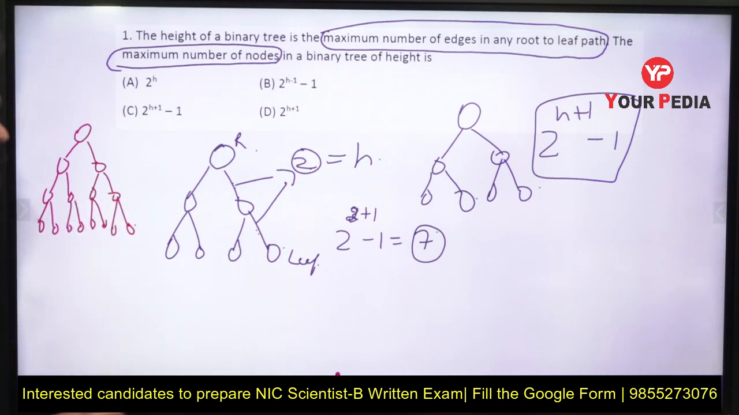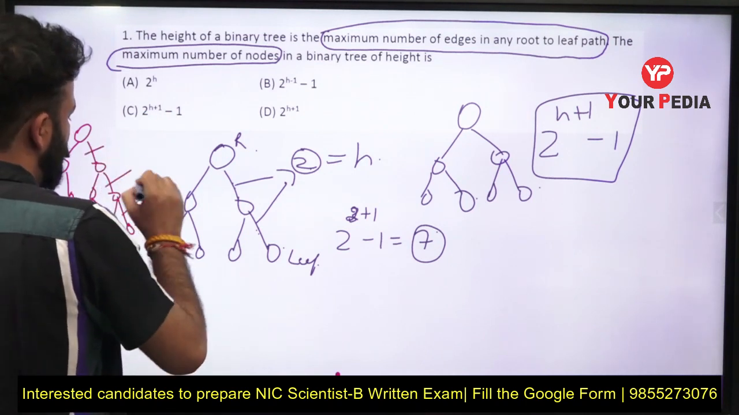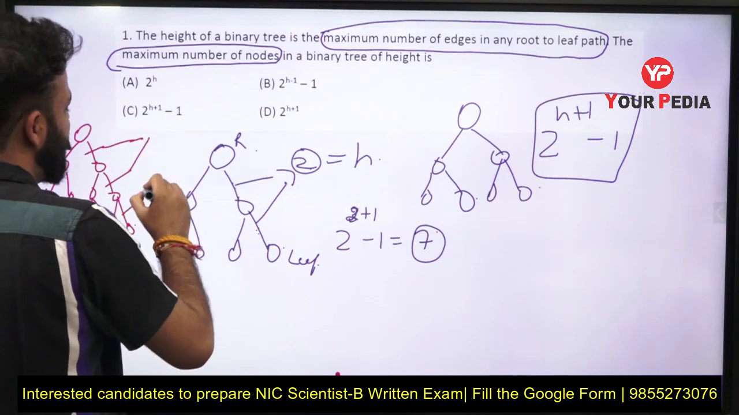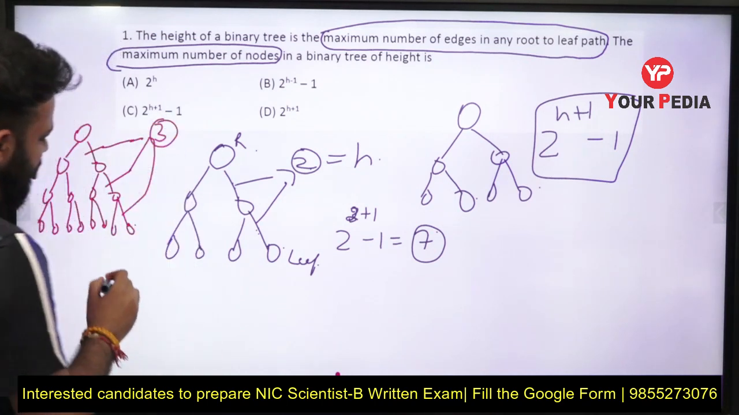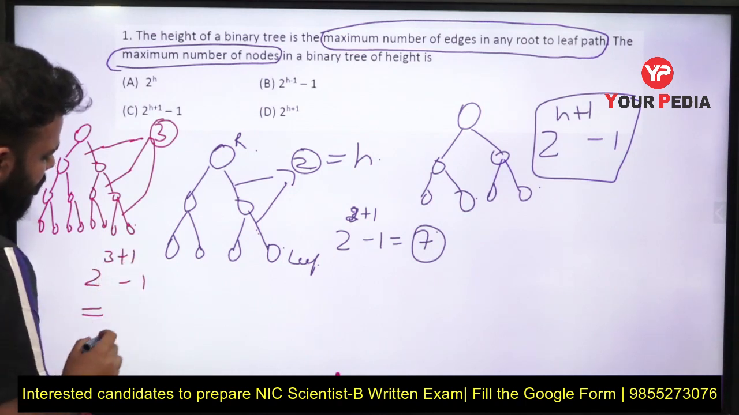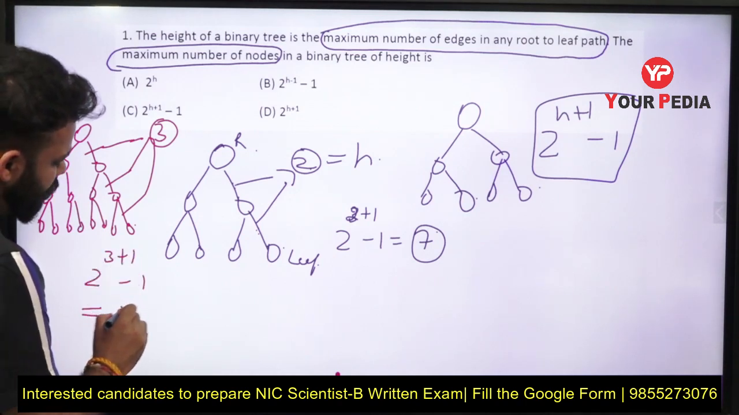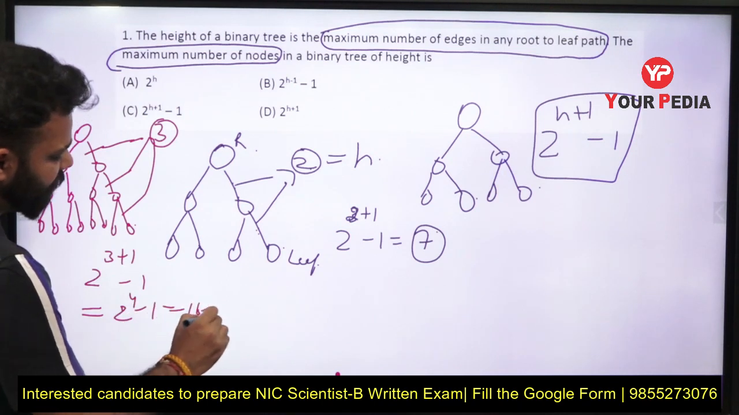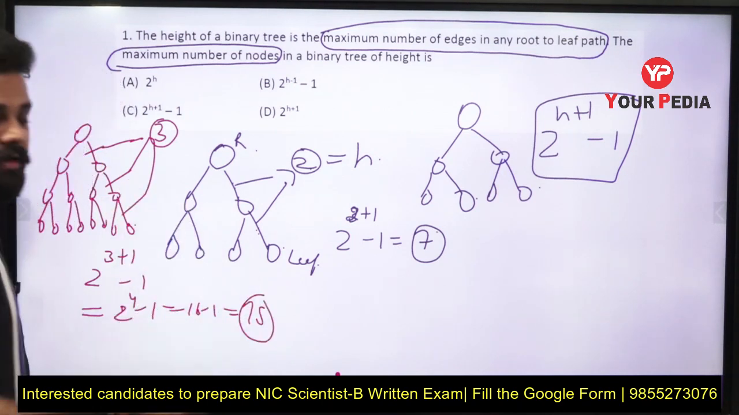So this is your binary tree. Now the number of levels between root and leaf node is equal to 3. And if you apply the formula, it will be 2 raised to power 3 plus 1 minus 1, which is equal to 2 raised to power 4 minus 1, which is equal to 16 minus 1, which is equal to 15 nodes.